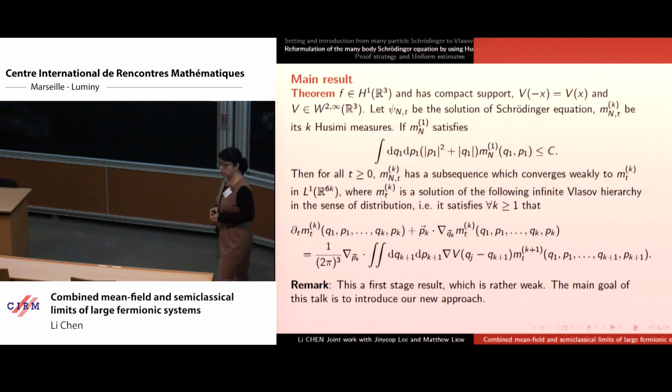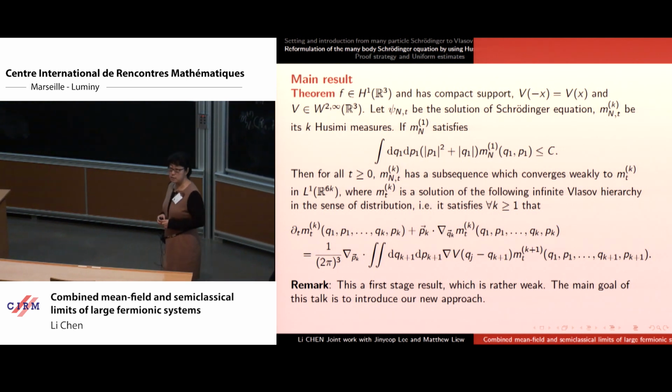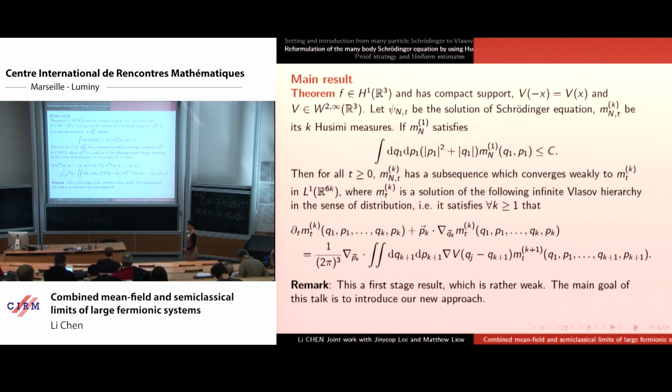We can only do it in the sense of distributions, because for the remainder term estimates, we need arbitrary smooth test functions. You will see it in the strategy of the proof, how it works.